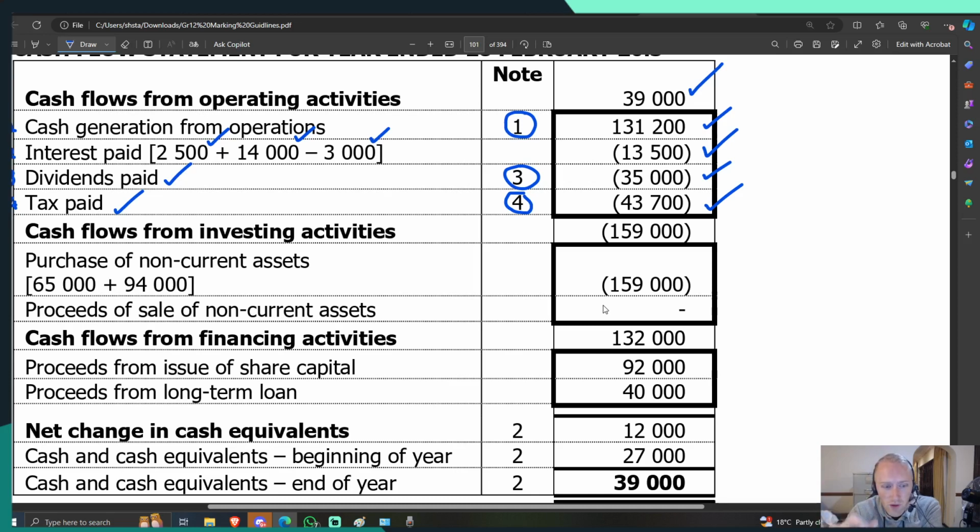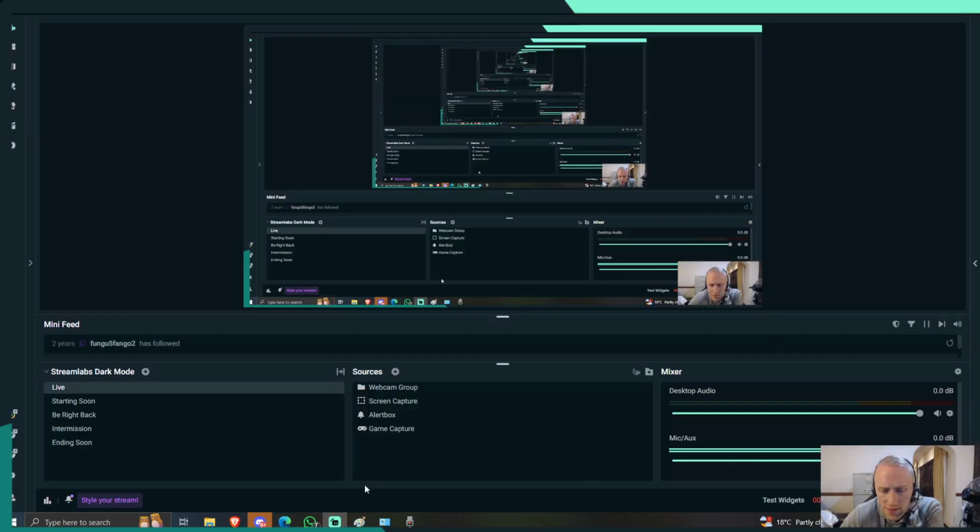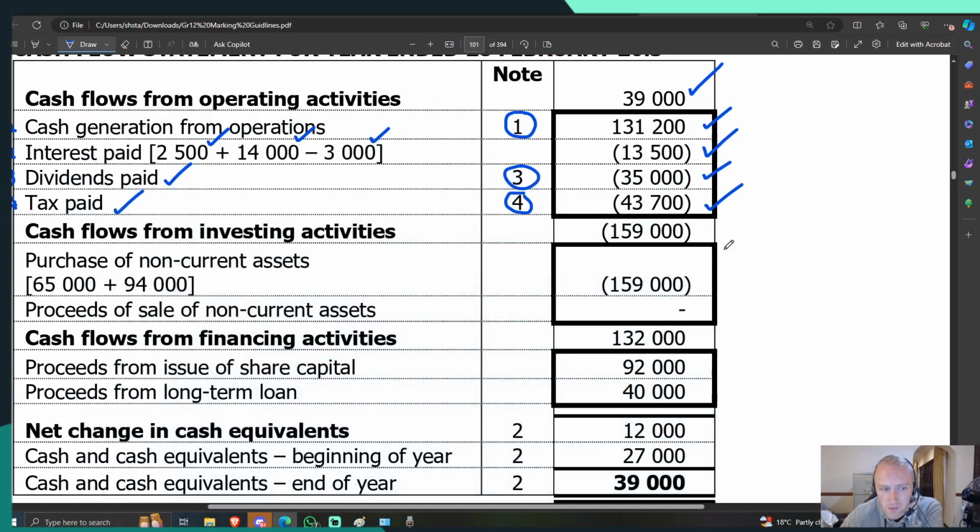We can now move on to the shorter calculations, which are cash flows from investing activities and cash flows from financing activities. Let's just make sure we still have sound here. Yes, it seems that we do. Good. So, cash flows from investing activities.